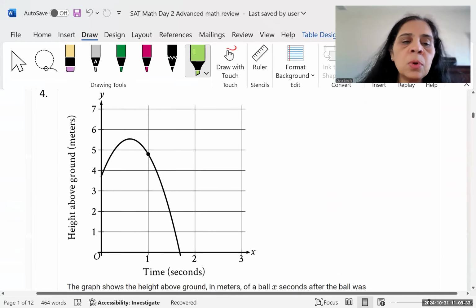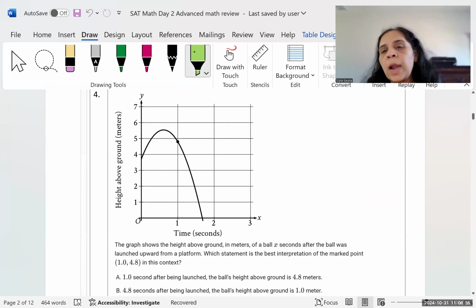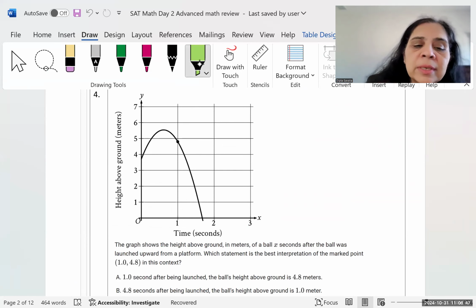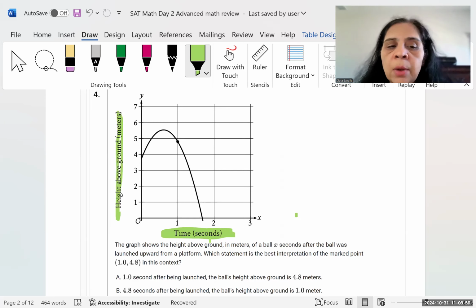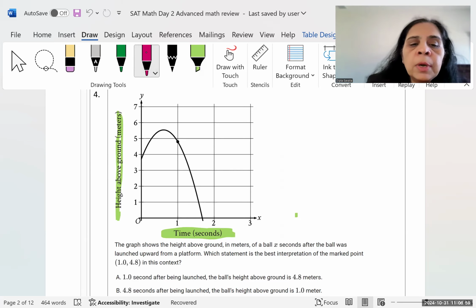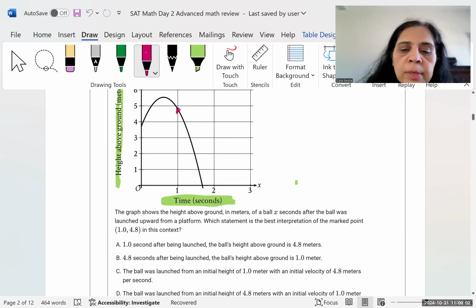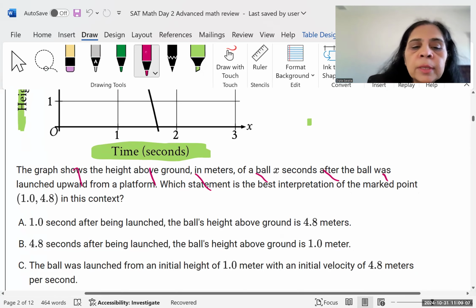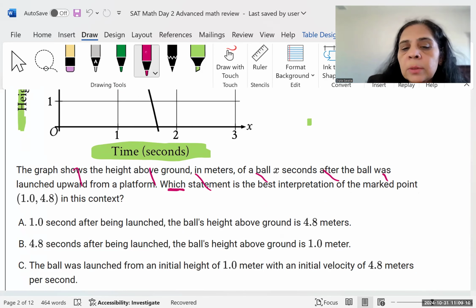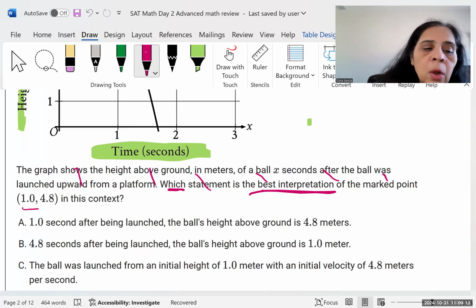All right, let's see number 4. Whenever a graph is given, here it is quadratic. Again, we have a parabola. Whenever a graph is given, I will not worry about anything first. I will just check the labels. On the x-axis, we have time in seconds. On the y-axis, we have height above ground in meters. Whatever coordinates they have here, now I will check my main question. I will not worry about anything else. My main focus is which statement is the best interpretation of this point, right?